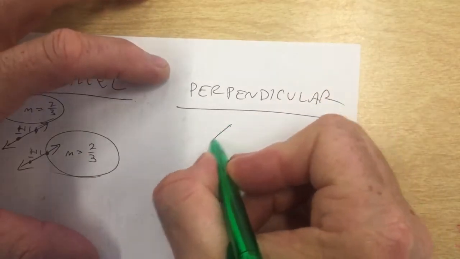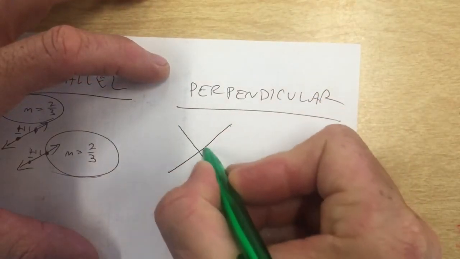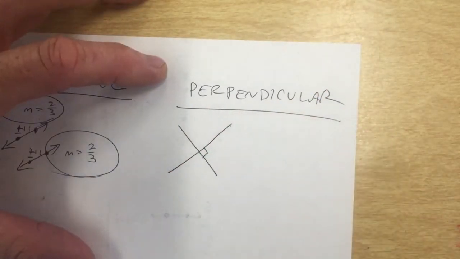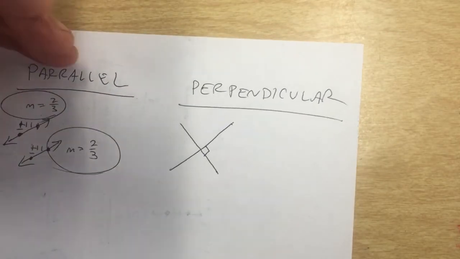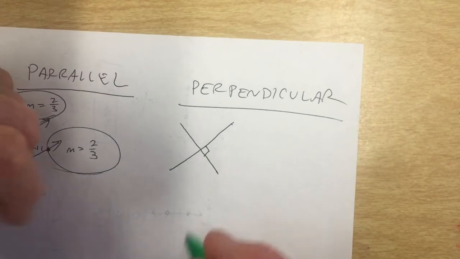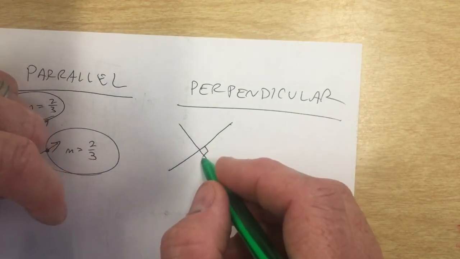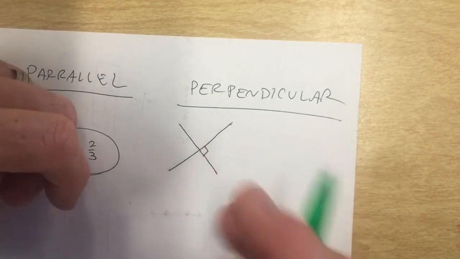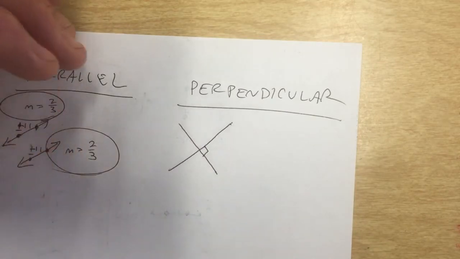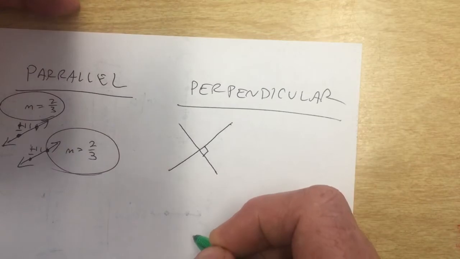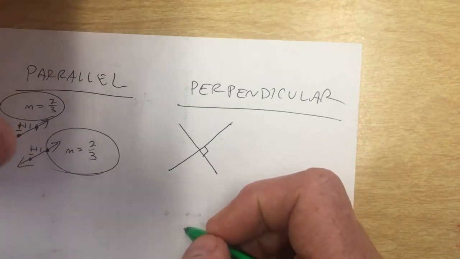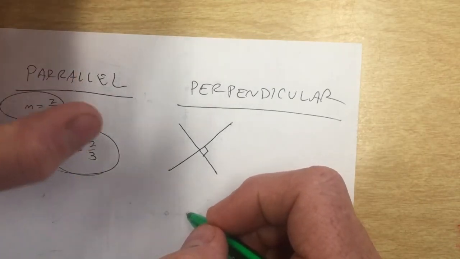Perpendicular is when you have two lines that intersect and they form a right angle. That's kind of a special deal because when we build buildings and things, we make our walls at perpendicular angles, at right angles, so they're stronger and they last longer. So perpendicular is kind of a big deal. All right, well, when you have perpendicular lines, they have this special kind of thing.